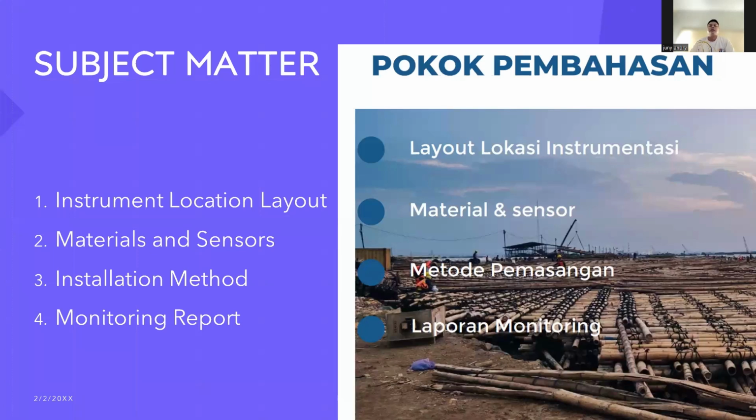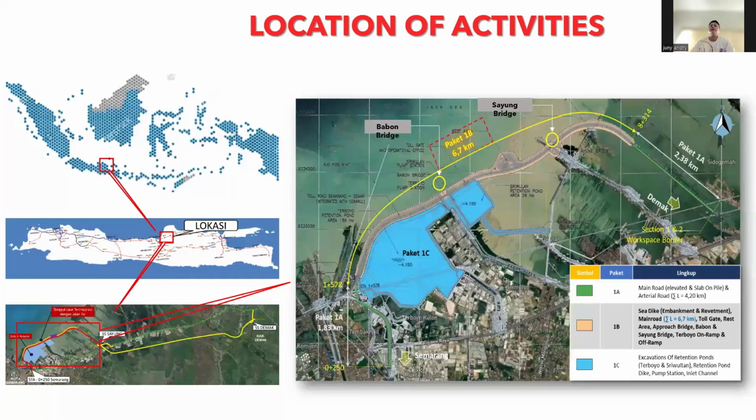Again, this subject matter covers the instrument about location layout, then material and sensors, installation method, and monitoring report. These five subject matters are the parameters for us to know about the soil improvement.